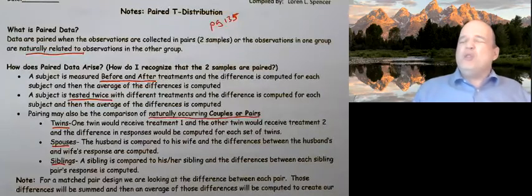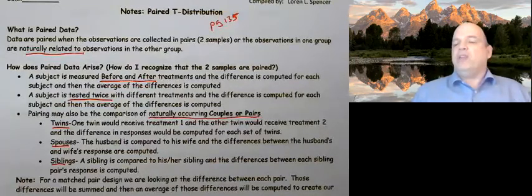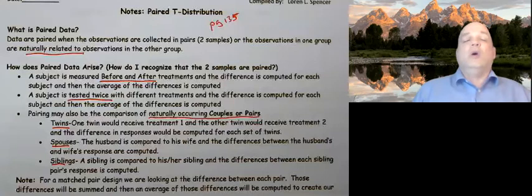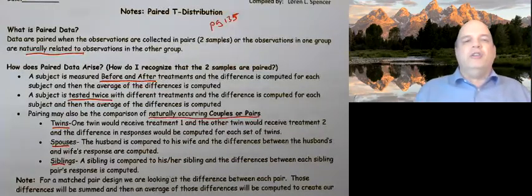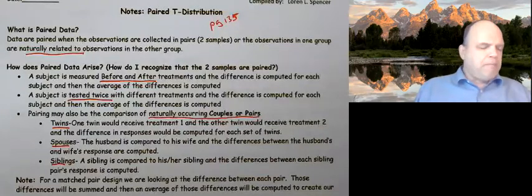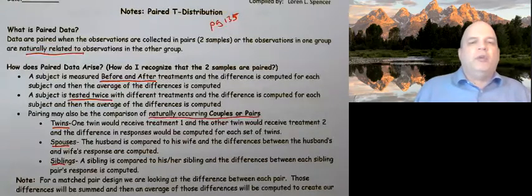Well, basically, usually what's happening is a subject is measured twice. So typically there's a before and after, and then the treatments and the difference are computed for each. So it's like, with the old medicine, how long did it take until the pain went away? And then I took the new medicine, how long did it take the pain to go away? And they subtract the difference for me individually, and that would be a paired difference. And so that would be a subject tested twice. There's the before and after situation.